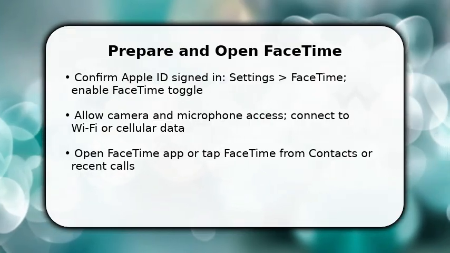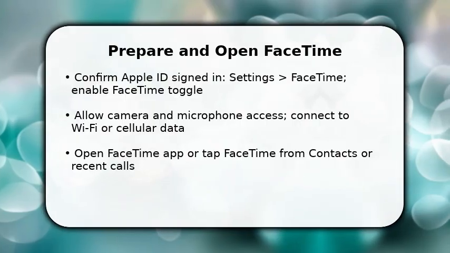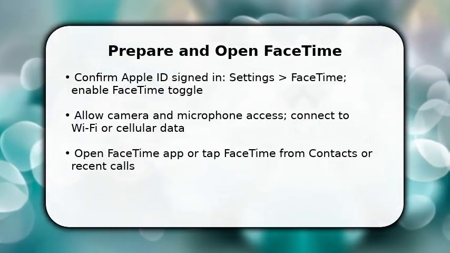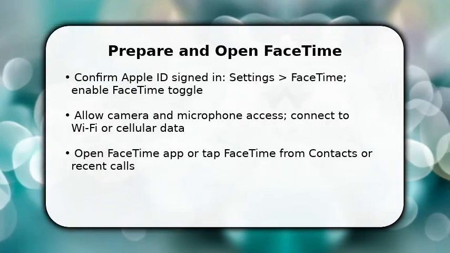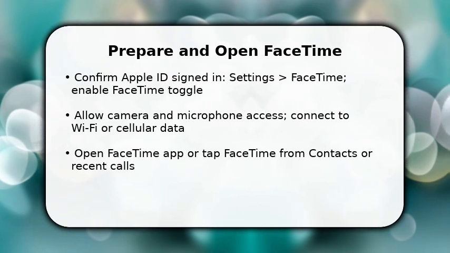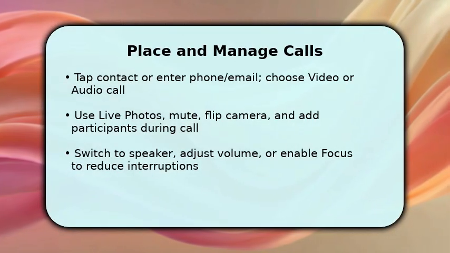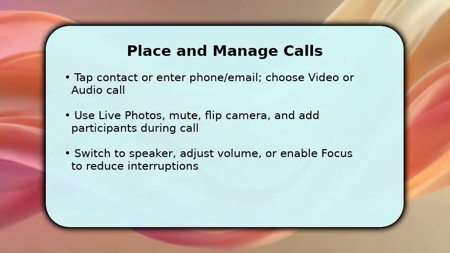You can also initiate from the Contacts app or the phone app's recent calls list. Tap the plus button to add a contact or select a recent caller. This gets you ready to begin a video or audio FaceTime right away. You place a call by tapping a contact or entering their phone number or email, then choosing video or audio.